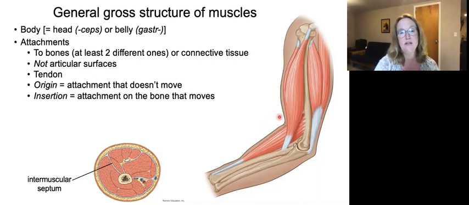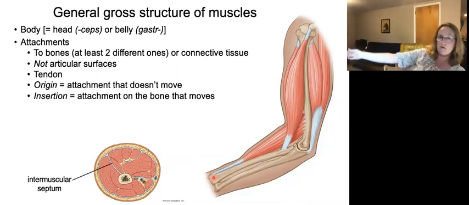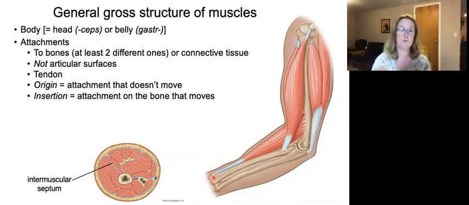We have names for the different attachment sites of muscles. The origin of a muscle is the part that doesn't move, and the insertion is the attachment on the bone that does move. So in the case of brachioradialis, the origin is here on the distal humerus, and the insertion is here on the distal radius, because when that muscle moves, it flexes the elbow, which causes the radius to move. The humerus doesn't move in that case.